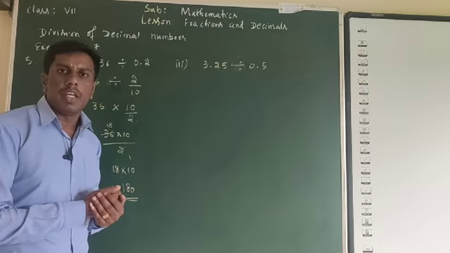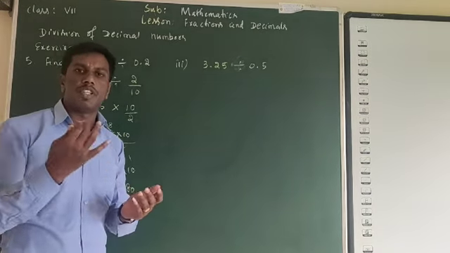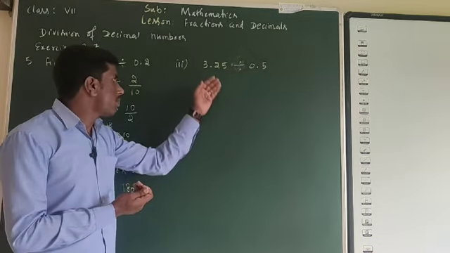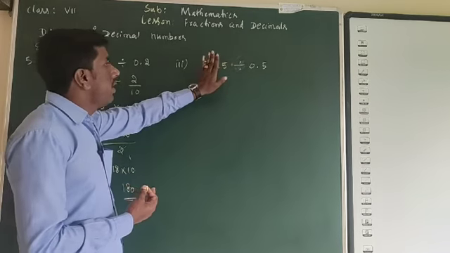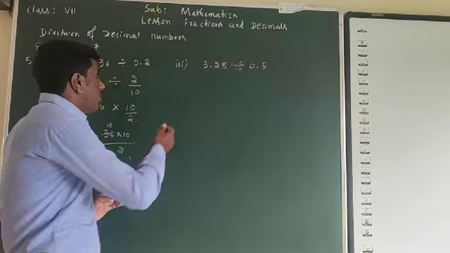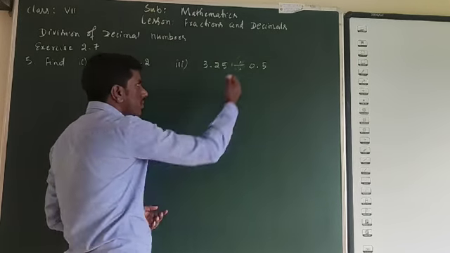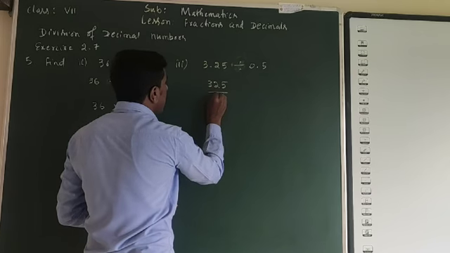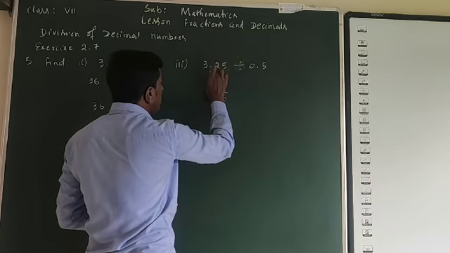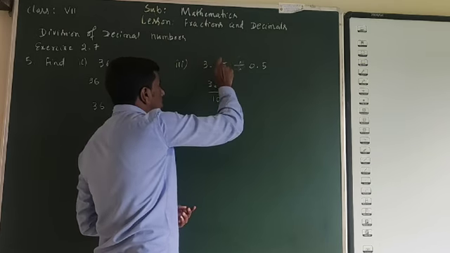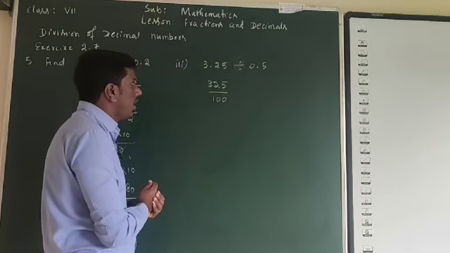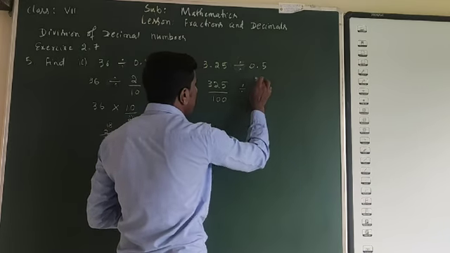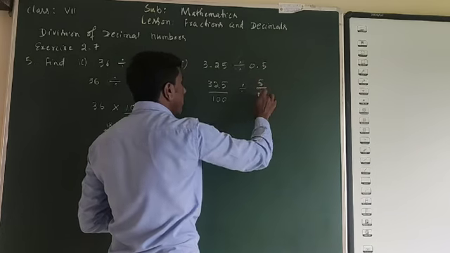As I explained while explaining the third concept, that is division of a decimal number by a decimal number, I have taken three examples. So first convert this decimal number into a fraction, and this one also. 3.25 can be written as 325 by 100, because I have two digits after the decimal point, so two zeros in the denominator. And 0.5 can be written as 5 by 10.